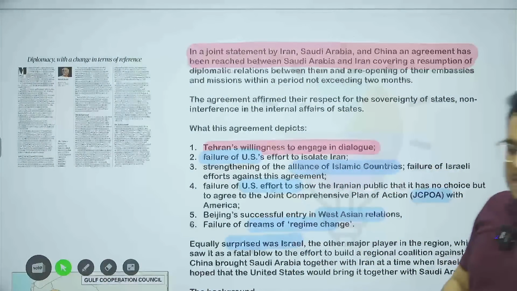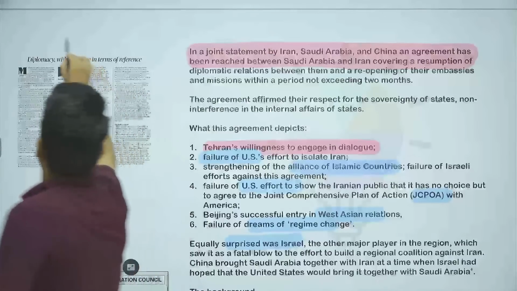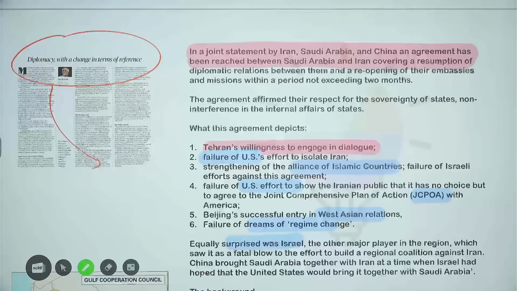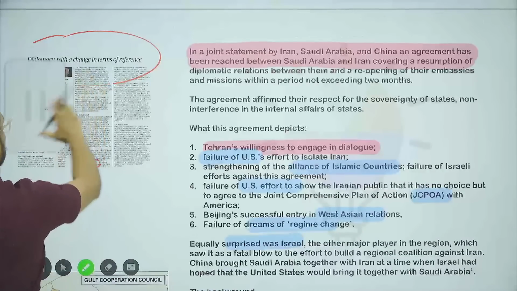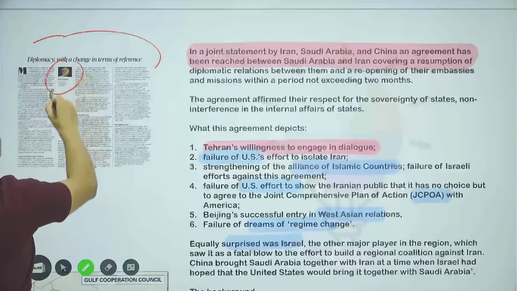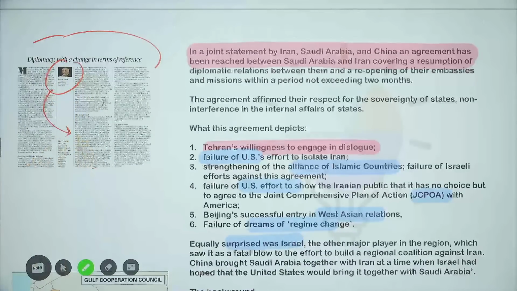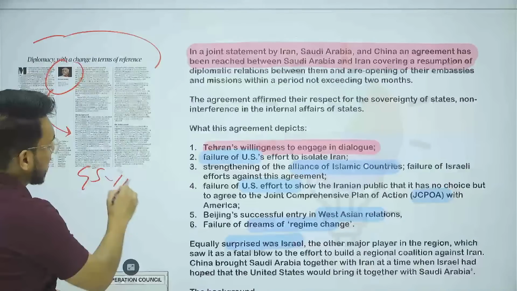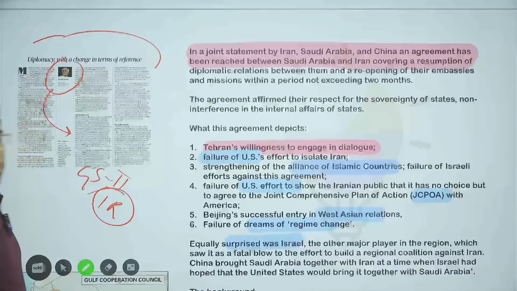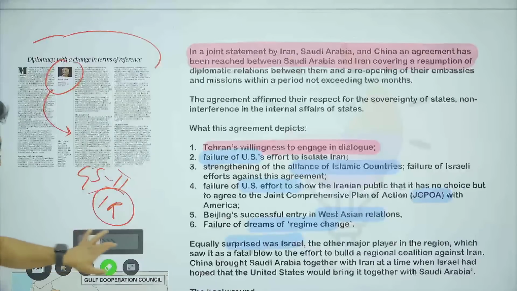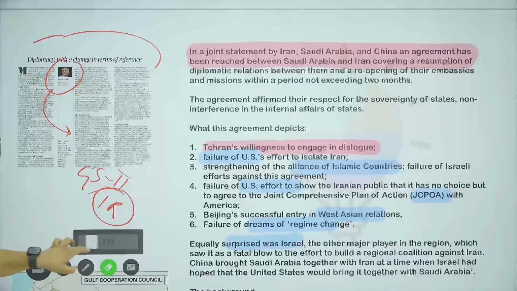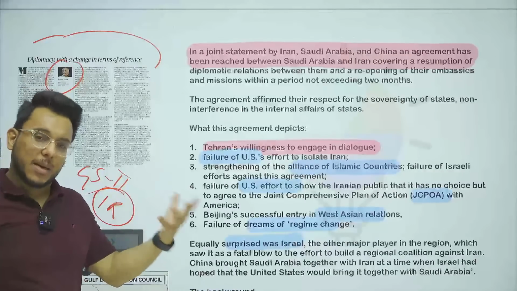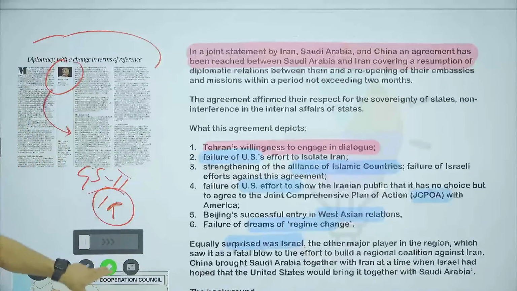Now moving to the next article, diplomacy with a change in terms of reference. The article has been written by Mr. Hamid Ansari, who was the former Vice President of India. This particular article we will see with respect to GS paper number 2, international relations, international issues, and the international developments that might impact India and India's interest.